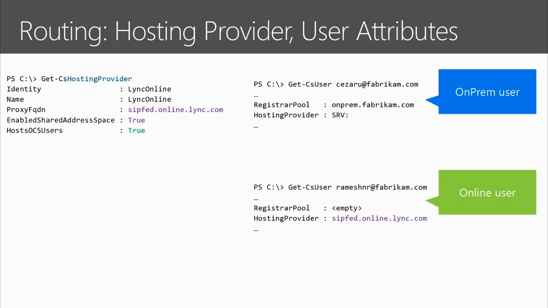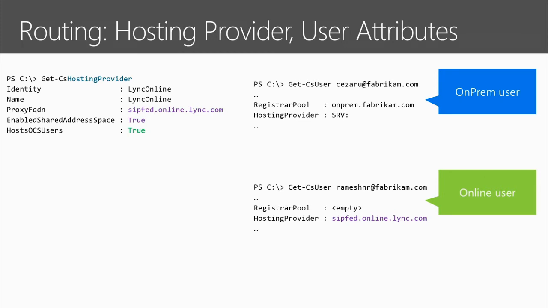Enable shared SIP address space tells the system that between on-premise and that hosting environment, we're going to use the same SIP address space. It's split domain. And with host OCS users set to true, we tell the system that the remote environment will provide Skype for Business services for those users.